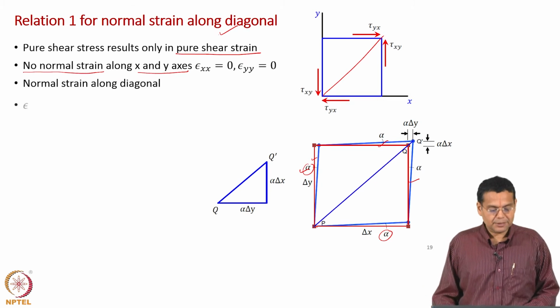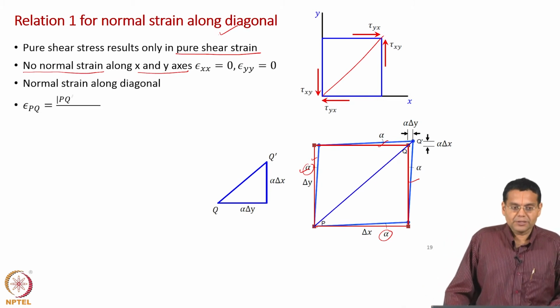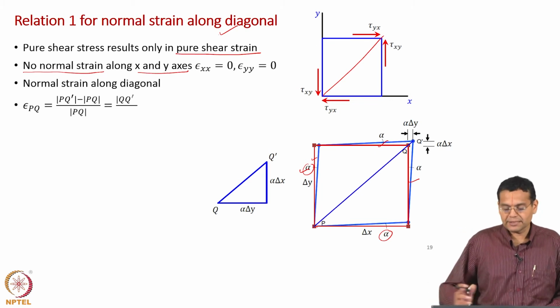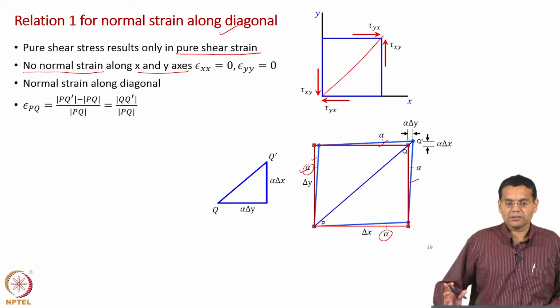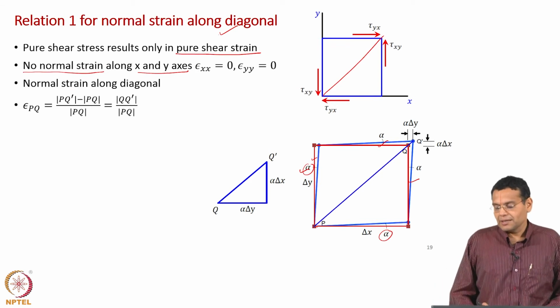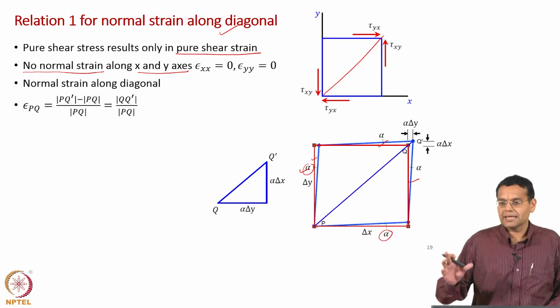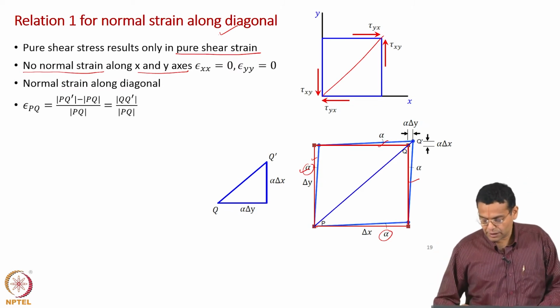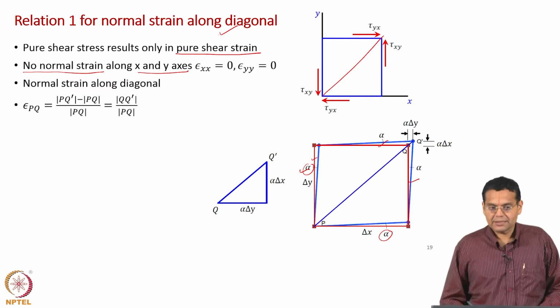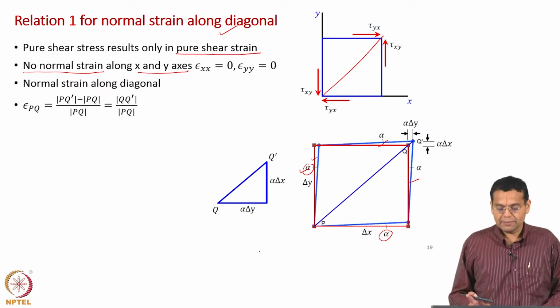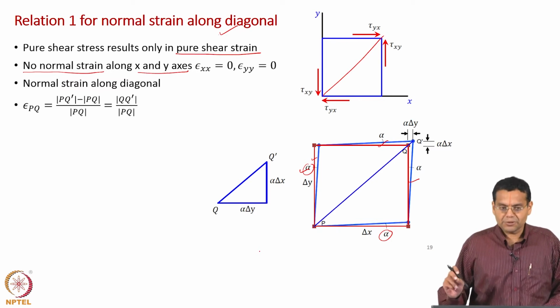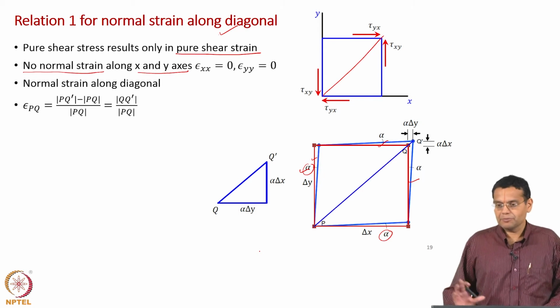Which means there is normal strain along the diagonal. Let us write an expression: epsilon PQ, the normal strain along PQ, is equal to length of PQ dash minus length of PQ, divided by length of PQ. This is the usual definition of normal strain, change in length by original length. What is the change in length? Length of PQ dash minus length of PQ, which is length QQ dash, divided by length of PQ.